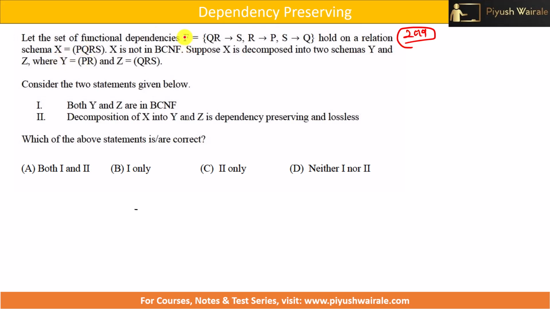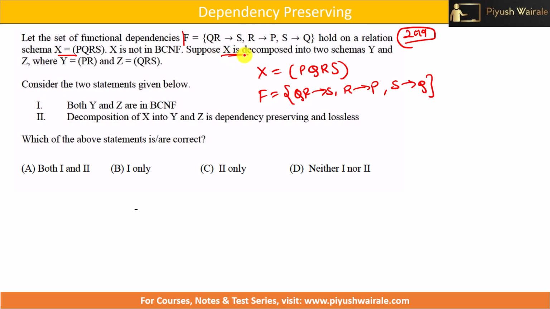Let the set of functional dependencies F hold on a relation schema X. X is given to us, that is basically P, Q, R, S. And we have functional dependencies applicable to that: QR determines S, R determines P, and S determines Q.